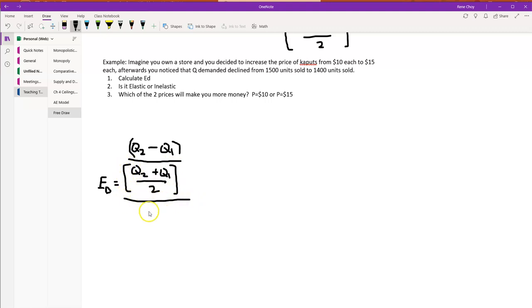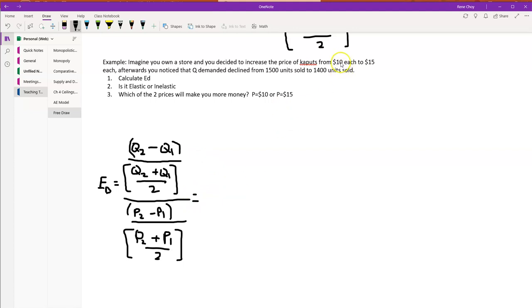Then I've got to do my percentage change in price. So I've got to do P2 minus P1, and then P2 plus P1 divided by 2. Alright, so that's my setup for elasticity using the midpoint formula.